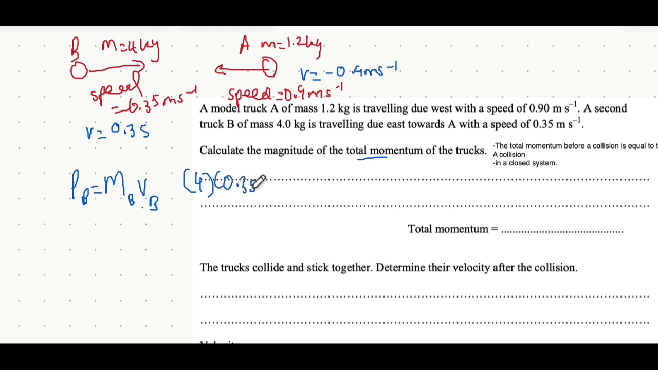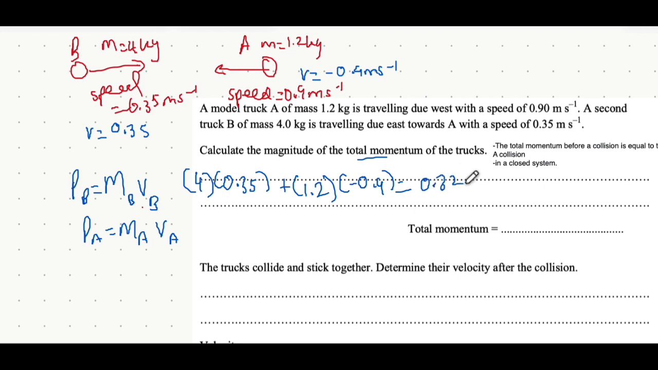And then we add on to that the momentum of A. So again, the momentum of A is the mass of A multiplied by the velocity of A. The mass of A is 1.2 kg, and you multiply onto that the velocity of A, which we've established is minus 0.9. Now when you add those together, I'm just going to very quickly do that on my calculator. So we have 4 times 0.35, and then 1.2 times minus 0.9. And that gets you 8 over 25, or 0.32.